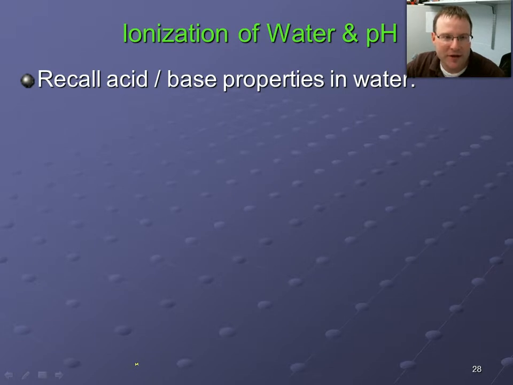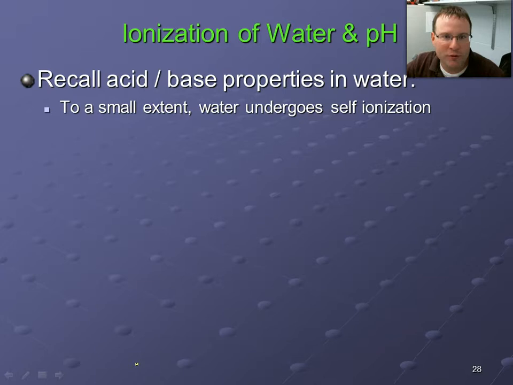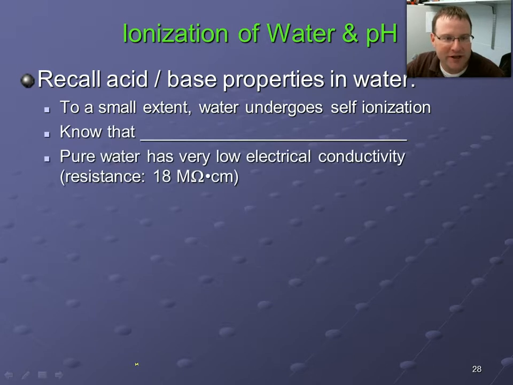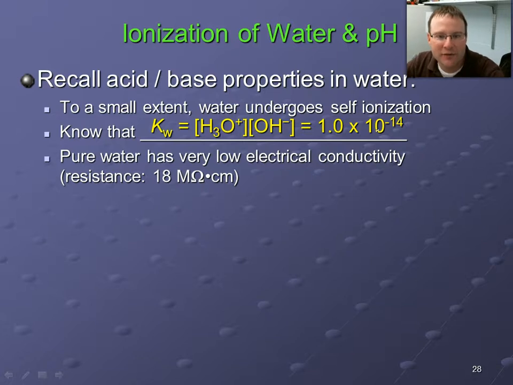So, thinking about acid-base properties in water, remember that once upon a time, way in the beginning, we said that to a small extent, water molecules, which prefer to be H2O most of the time, occasionally and very infrequently undergo self-ionization. So remember, or know that we can talk about an equilibrium process for water, which is usually called the Kw equation, which says that the Kw constant is equal to the product of the H3O+ and OH- concentration, which numerically is equal to 1 times 10 to the minus 14.